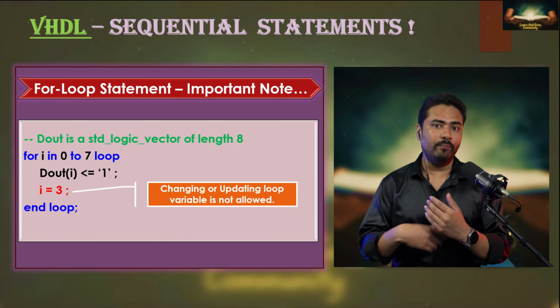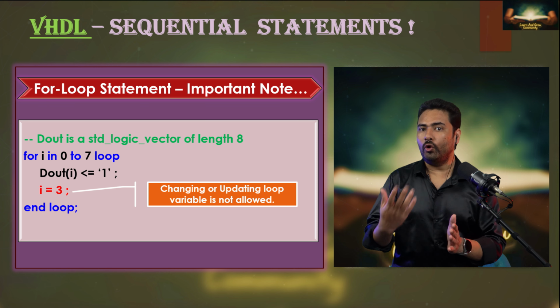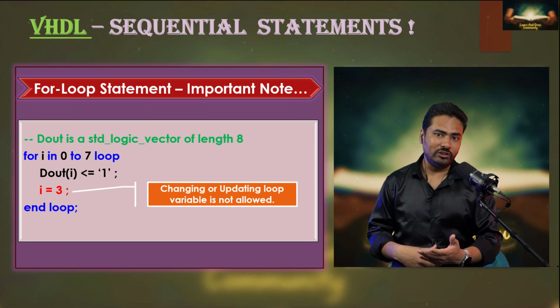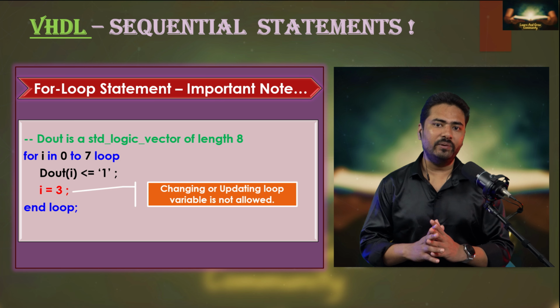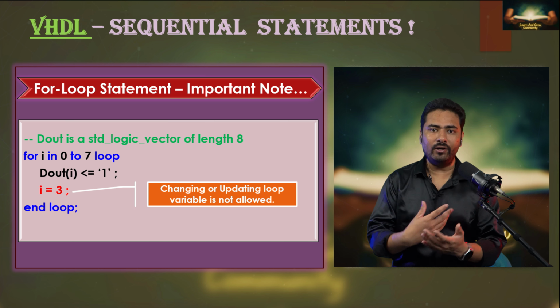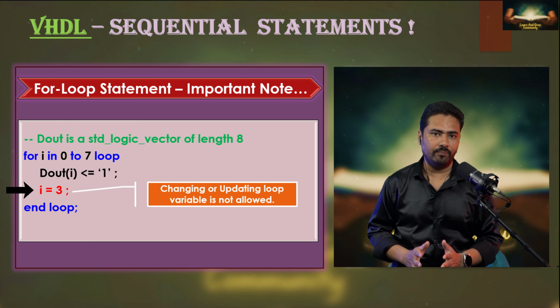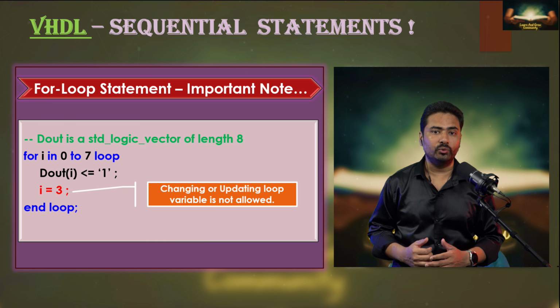Now here is an important key point to note about the for loop: you cannot change the loop variable inside the loop. Here is an example of a violation where we try to change the value of I to 3, and this is not allowed.